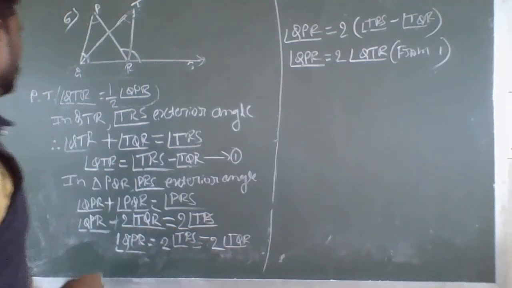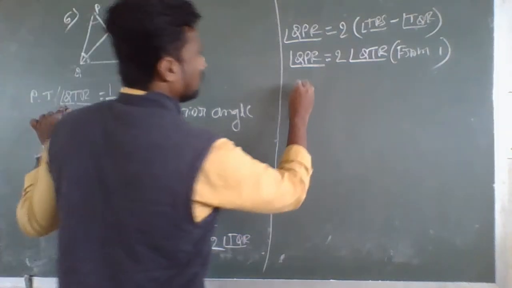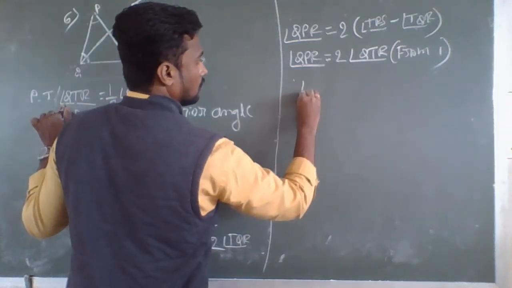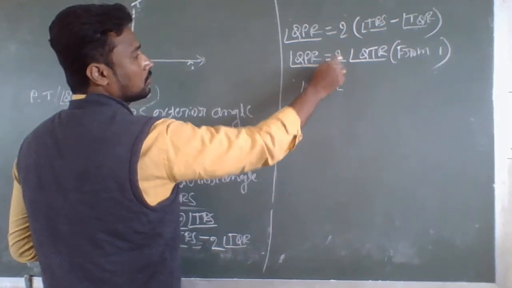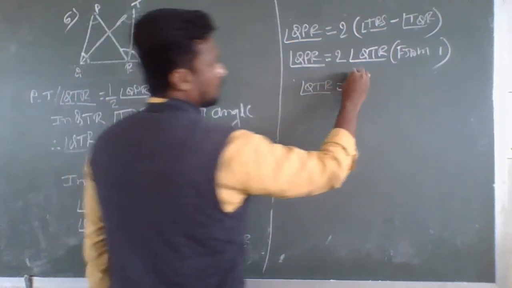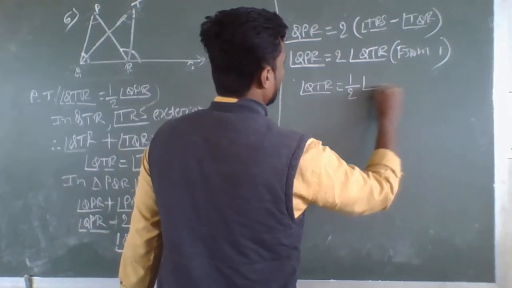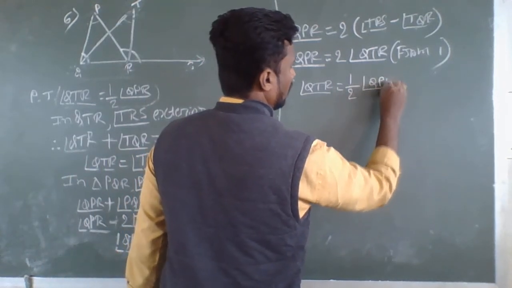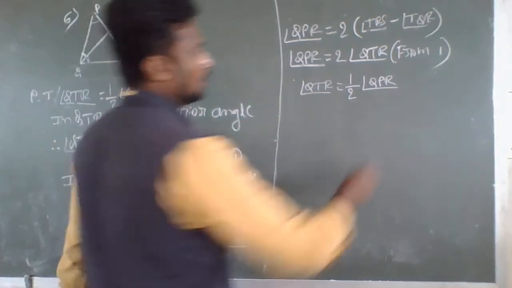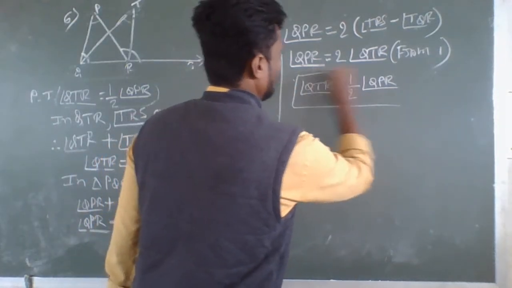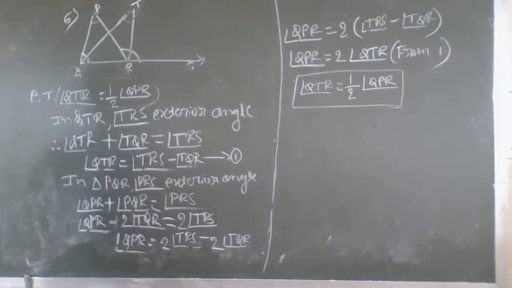So now what do we have to do? Angle QTR is equal to, I will move this 2 to the other side, so it becomes 1 by 2 into angle QPR. So this is the final answer. They told us to prove this. So what did we do here?